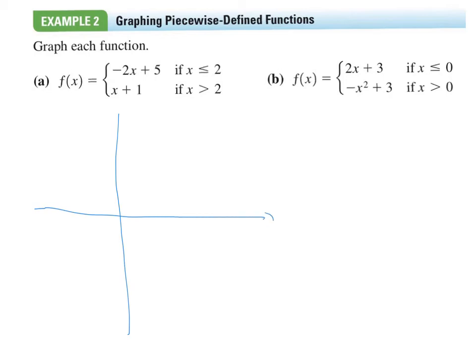For this one, now for x is less than or equal to 2. Now if you plug in 2 into this first part, the negative 2 times 2 would be negative 4, plus 5 would be positive 1. So it'd start right there. Now since the slope is negative 2, it would go up 2, back 1. So that first branch would look something like this.